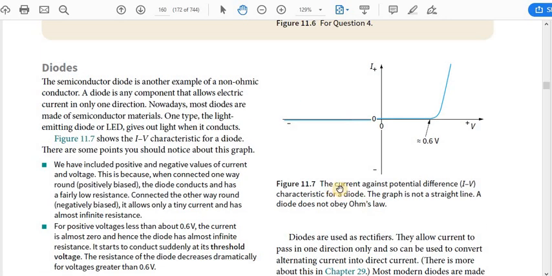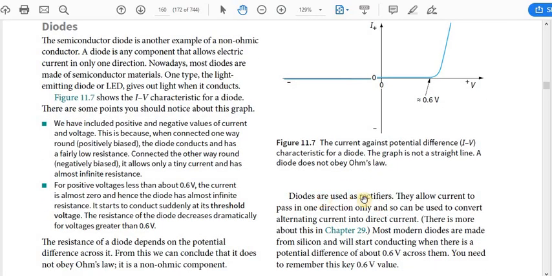Okay, the current against potential difference IV characteristic. So you see IV graph or IV characteristic for a diode. The graph is not a straight line. A diode does not obey Ohm's law, so it's a non-ohmic conductor. Okay, then diodes are used as rectifiers. They allow current to pass in one direction only, and so can be used to convert alternating current into direct current. So that rectifier converts alternating current to direct current. So that's what a rectifier does.